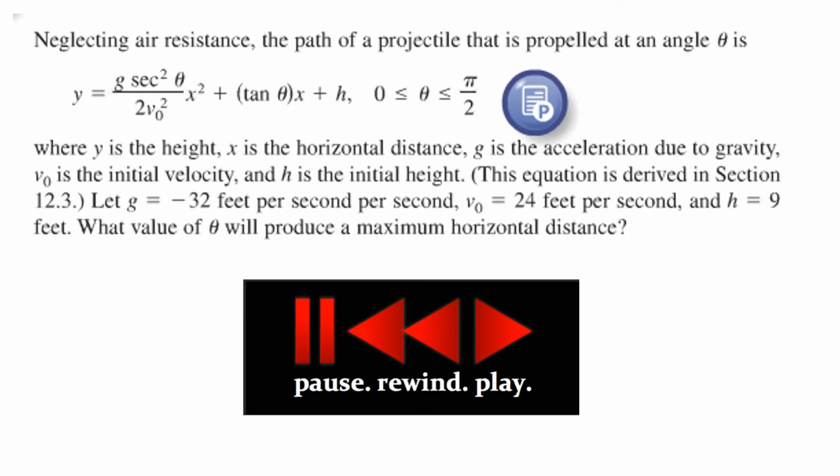Okay, this is a problem where you get to be an engineer. We're talking about the path of a projectile propelled at an angle theta, which is given by this. This is kind of a physics or engineering thing, and in your physics and engineering classes you might derive that. But my question is, and here are some values for g, v0, and h: at what value of theta will produce a maximum horizontal distance? You can pause, rewind, and play.